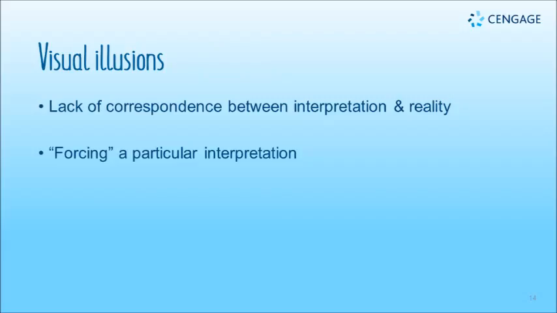These top-down influences are a big part of visual illusions. In that previous example, there's this lack of correspondence between the interpretation that you form and the reality of the stimulus. In effect, these visual illusions are a way of tricking your brain or forcing it into a particular type of interpretation. And they can tell us a lot about how your sensation and perception systems operate.